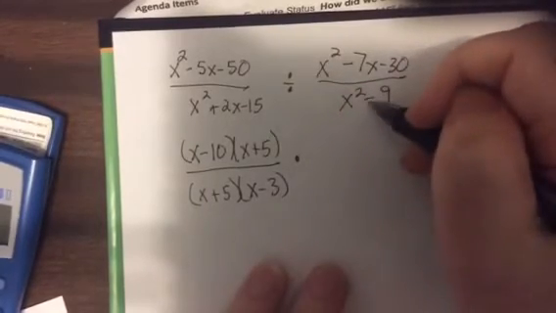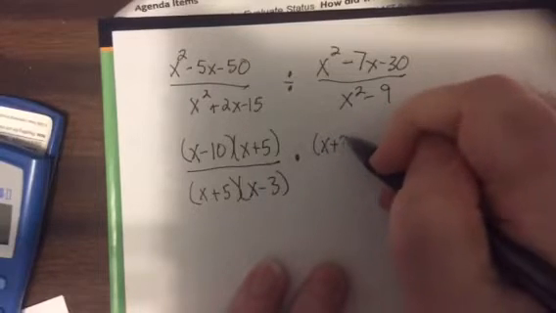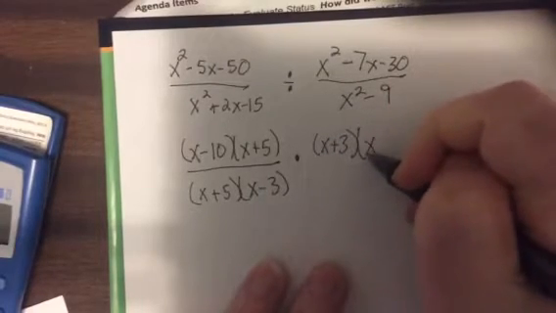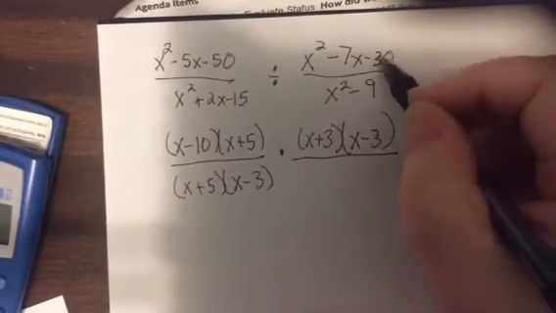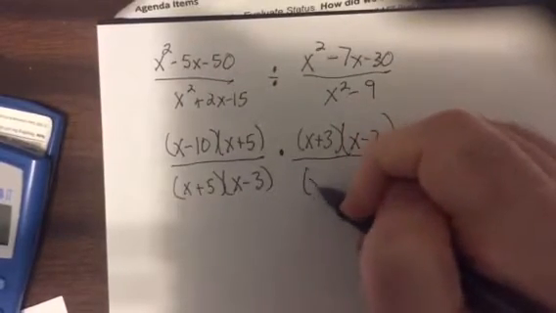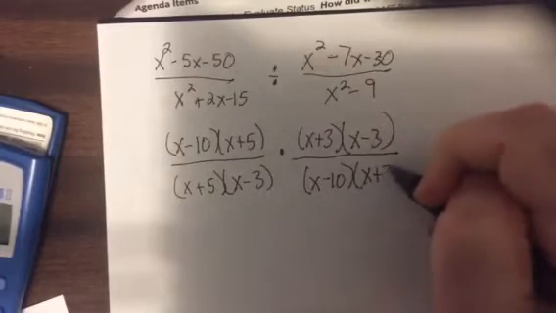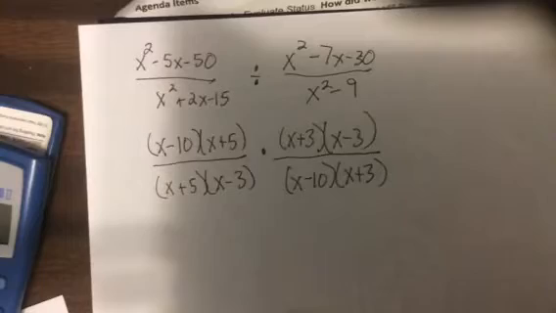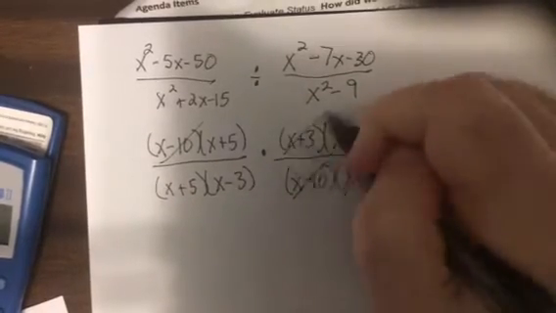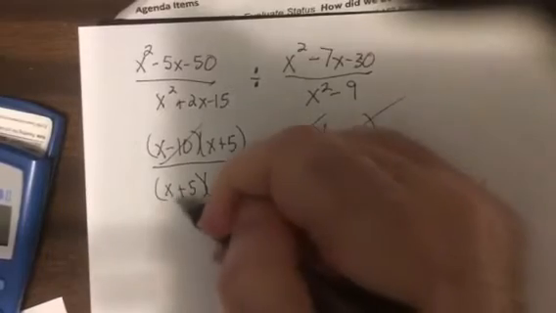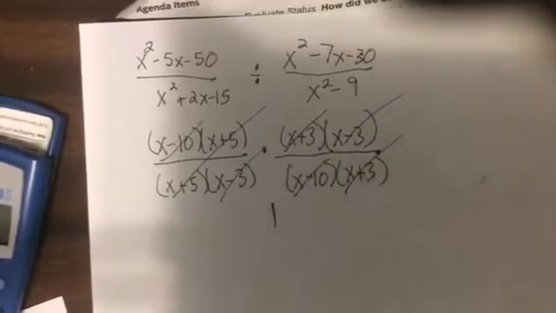So then we bring this up. The difference is squares, so I'm going to bring it up and factor at the same time. Then this one would be x minus 10, x plus 3. So what happens is the x minus 10s cancel, the x plus 3s, the x minus 3s, and when everything cancels, the answer is just 1. Excuse me.